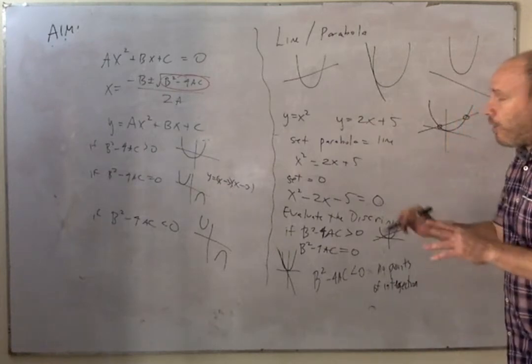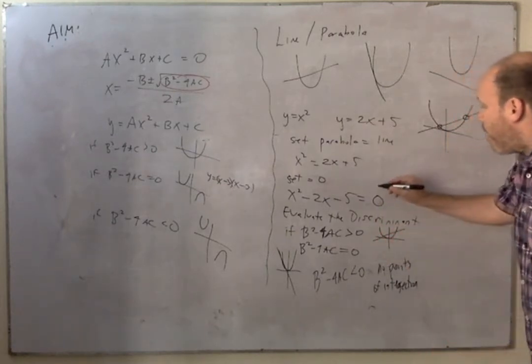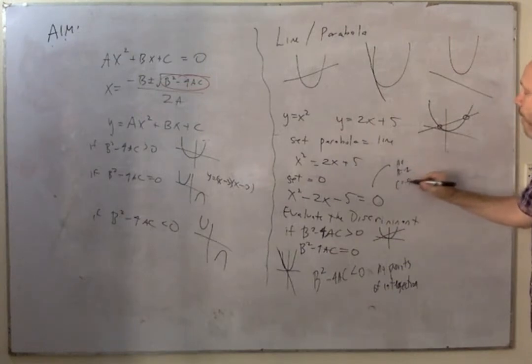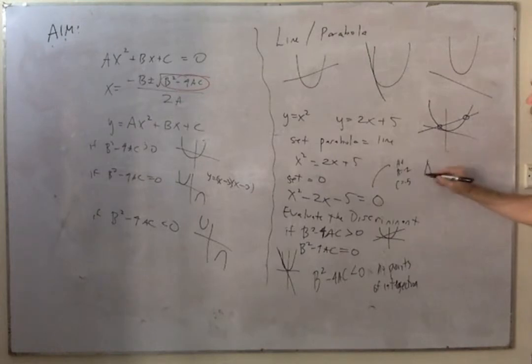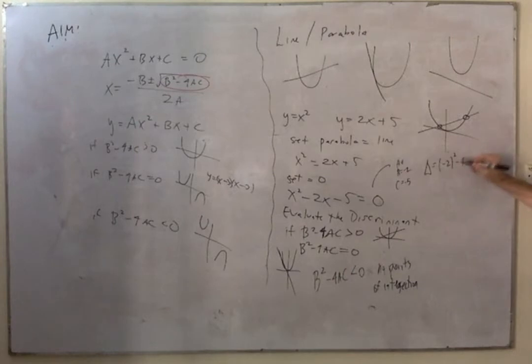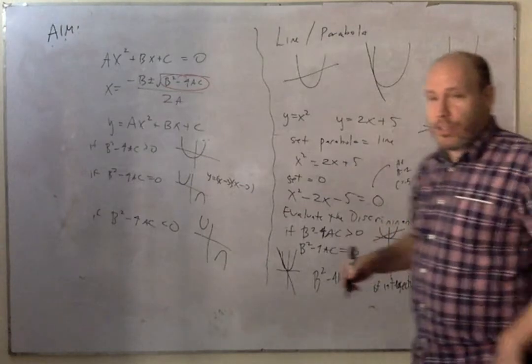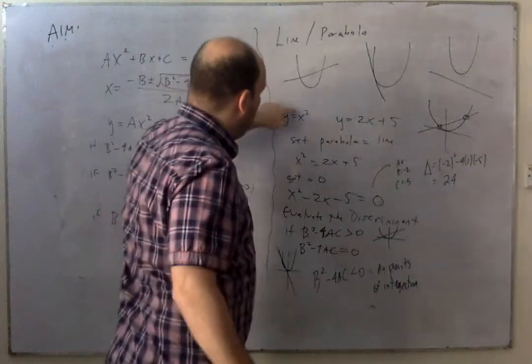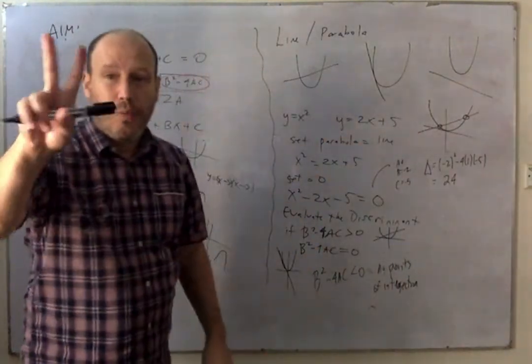And so I can take a look at this example right here and say, you know what? A is 1, B is negative 2, and C is negative 5, and therefore the discriminant is equal to b squared minus 4ac, which is 4 plus 20, or 24. Because the discriminant is greater than 0, we see that this parabola and line intersect in two places.